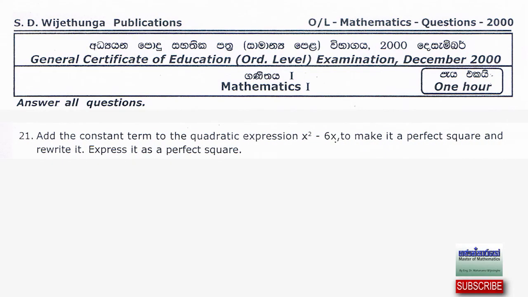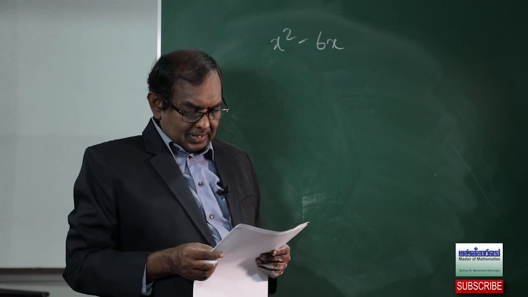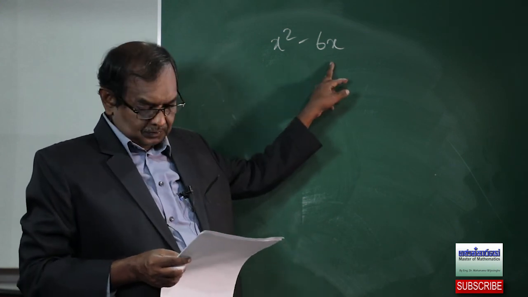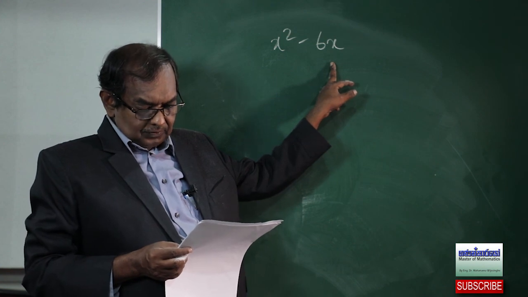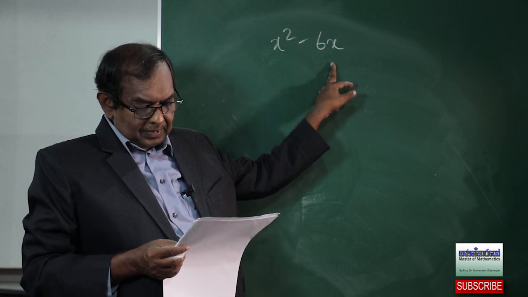Question number 21 comes from the algebra side. Add the constant term to the quadratic expression x squared minus 6x to make it a perfect square and rewrite it. Express it as a perfect square. This is the part of the quadratic expression given, x squared minus 6x. We are asked to give some value to prepare a perfect square.